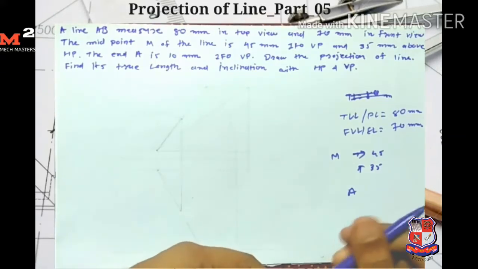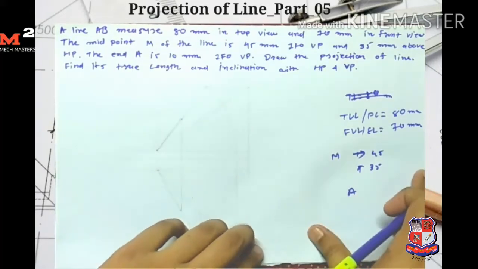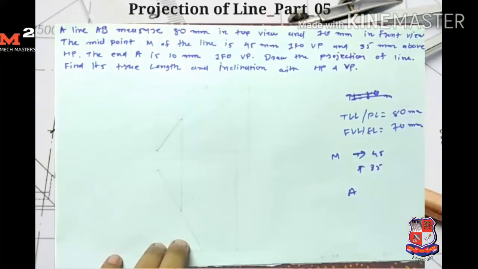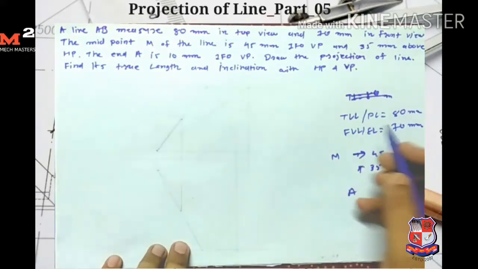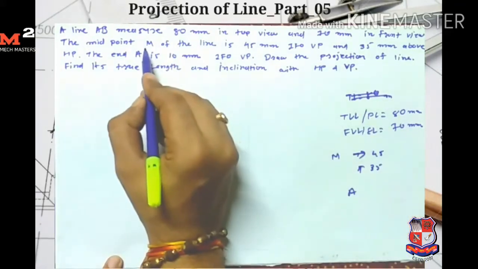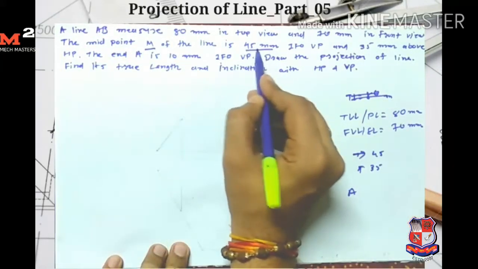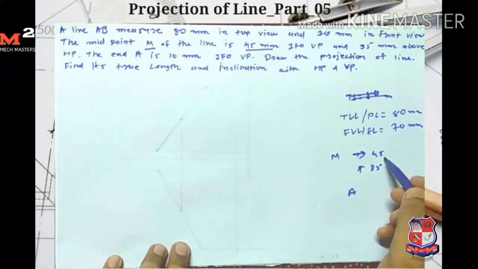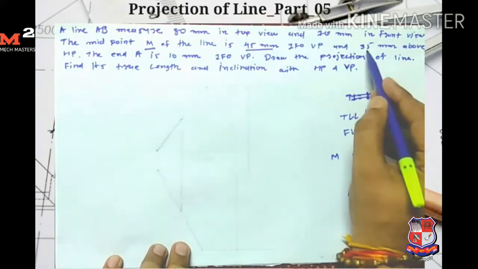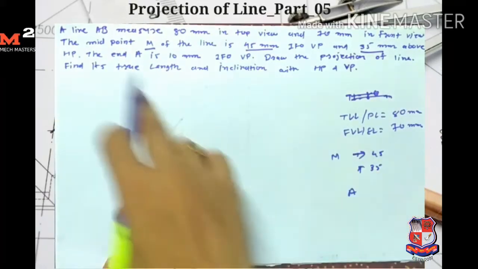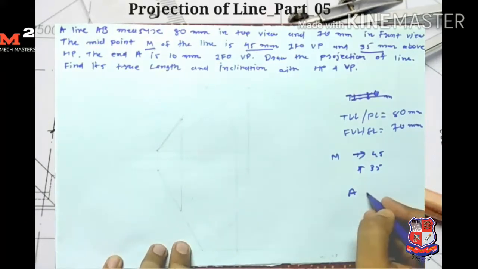Here in this question it is given that line AB measures 80 mm in top view, so its top view length, the plan length, is equal to 80 mm, and 70 mm in front view, so the front view length is equal to 70 mm. Then the midpoint M of the line is 45 mm in front of VP. Point M is the midpoint of line AB. It's 45 mm in front of VP and 35 mm above HP. The end point A is 10 mm in front of VP.